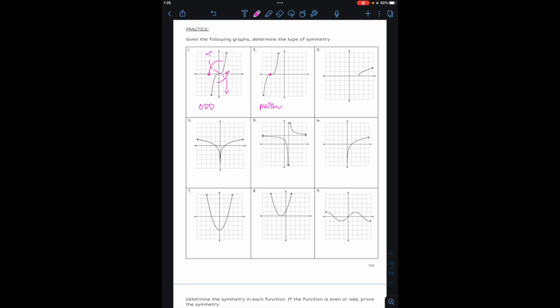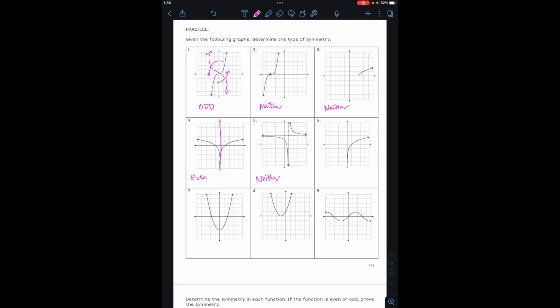I have this point not on the origin, so it's basically my same function just shifted over, so that doesn't do us any good. This is neither. I don't have symmetry over the y or the x or anything like that. I'm not on the origin. This is even symmetry, so we are symmetrical over the y-axis, but we are certainly not symmetrical over the x-axis, so no dice. This is neither.